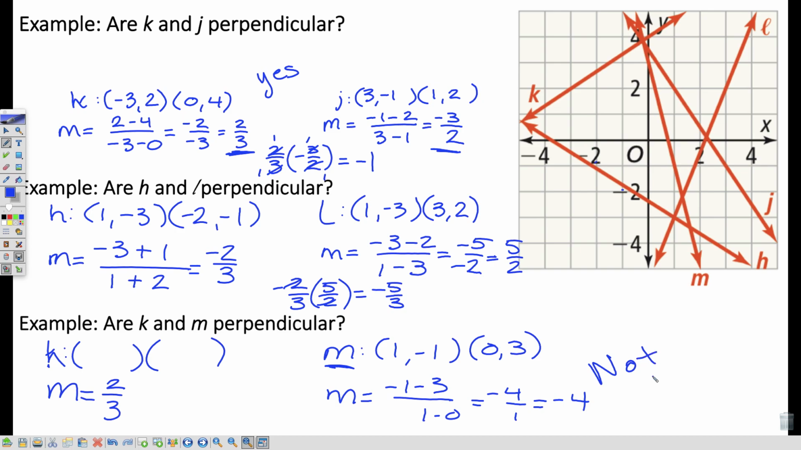And you know the symbol for perpendicular? That's the symbol for perpendicular. Not perpendicular, and why not? Because 2/3 times 4 over 1 is -8/3, which is definitely not -1, correct?